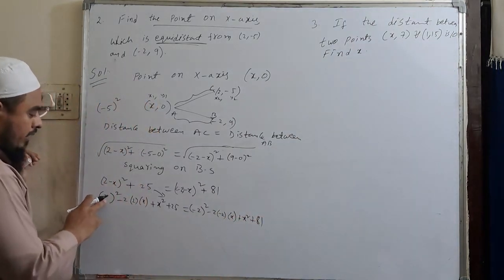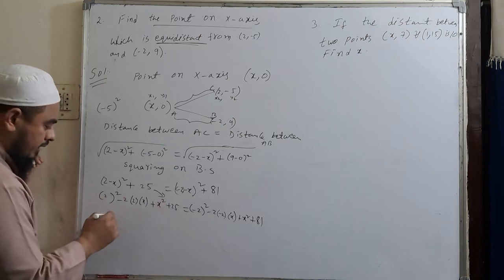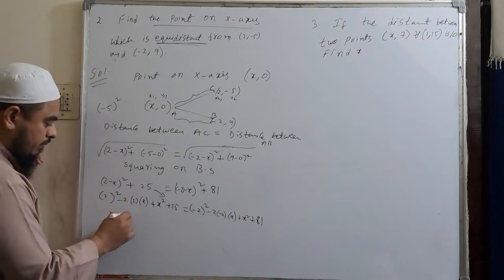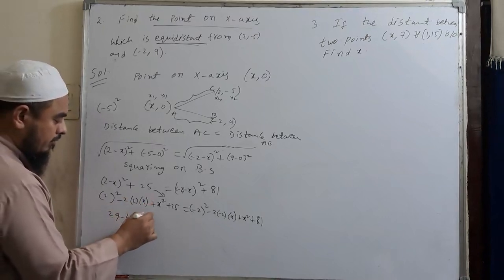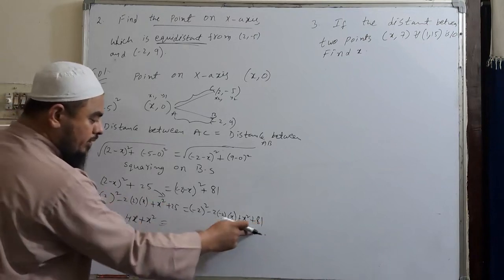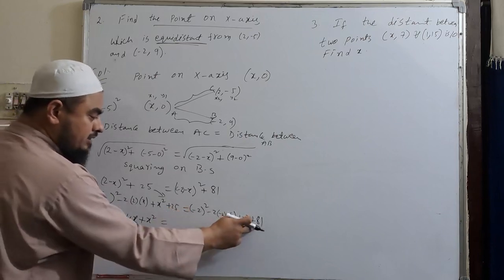Okay. Now here we have 2 square is 4, plus 25, it is 29. Minus 2 into 2 into x, it is minus 4x, plus we have x square, that we write as x square as it is. This is for the left hand side. Now coming to the right hand side, minus 2 square, it is plus 4, and plus 81.